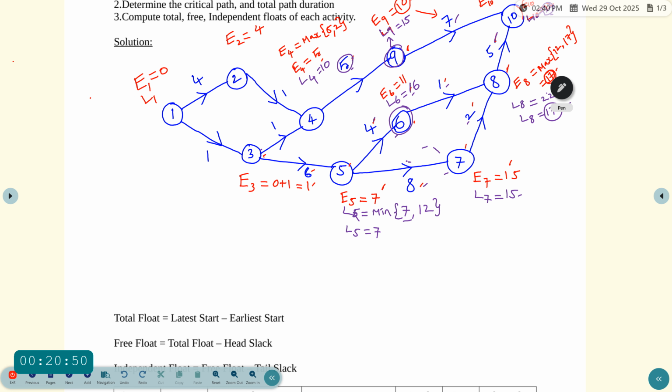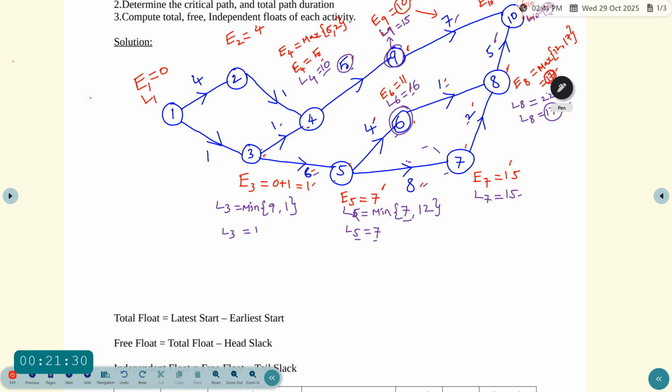And next value we have to find is L3. See L3, it will come from two events, first one 4 and then another one 5. So using the formula L3 equal to minimize of, the first event is the fourth event. L4 value 10, 10 minus 1, which is equal to 9. And then another event 5, L5 equal to 7, 7 minus 6, 1. So which one is the minimum? 1 is the minimum. So L3 equal to 1.